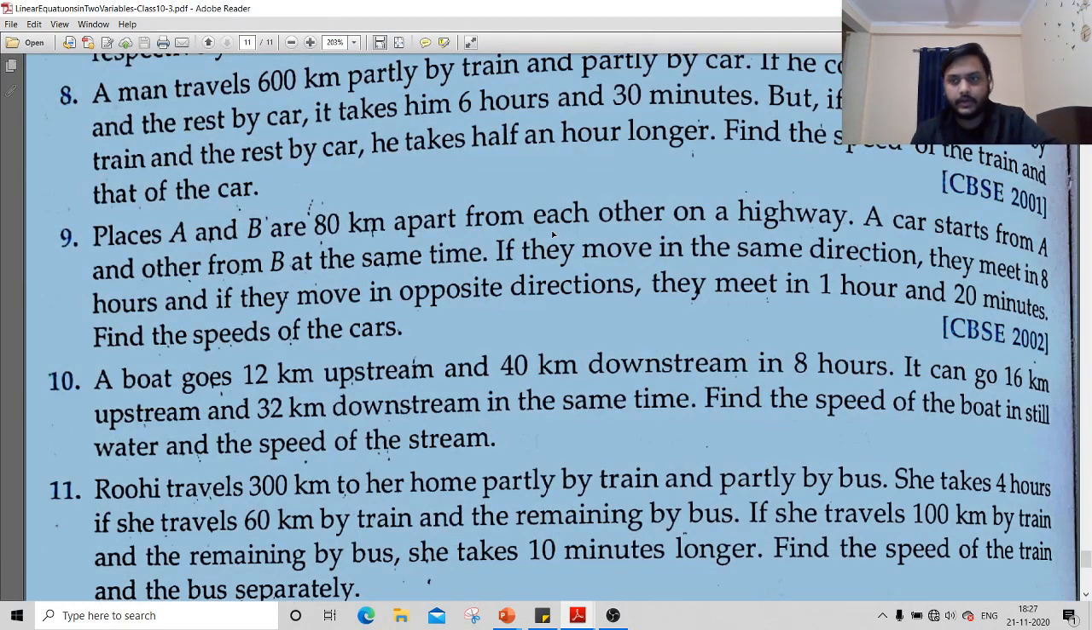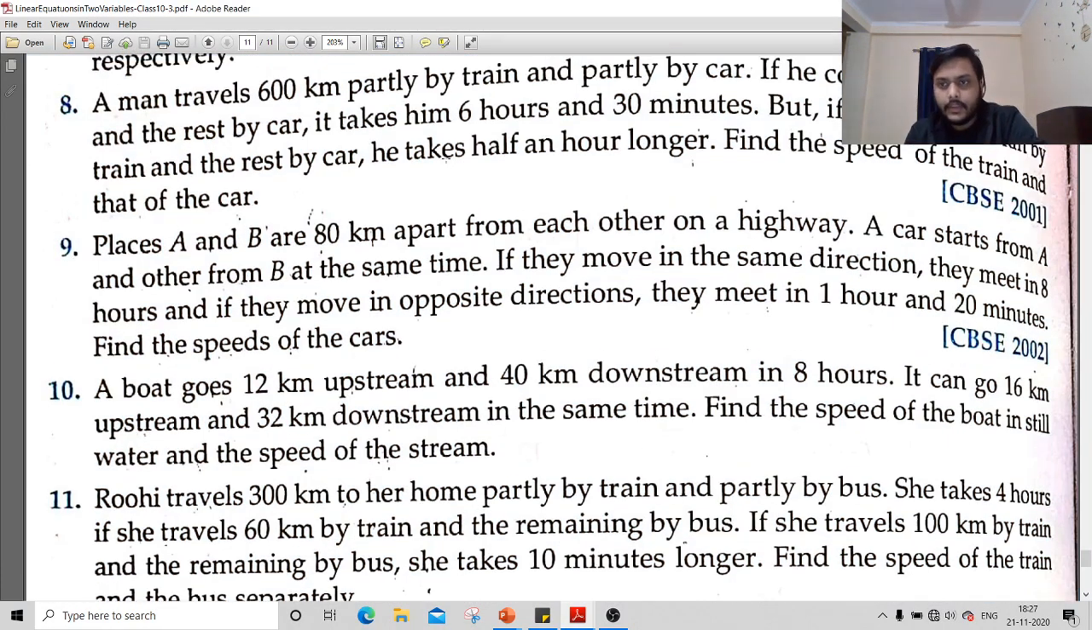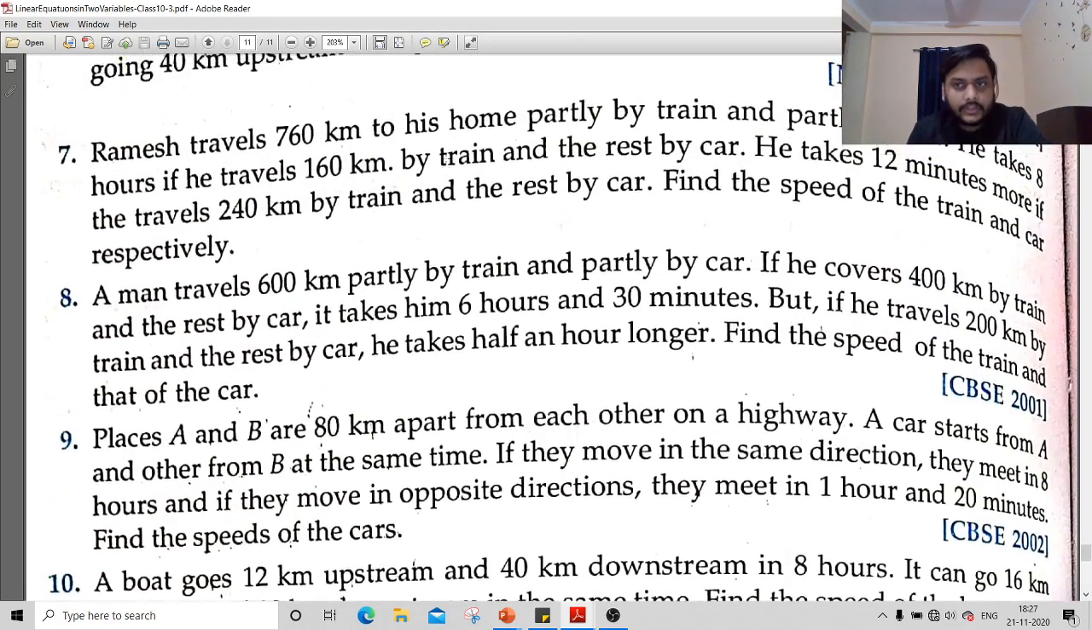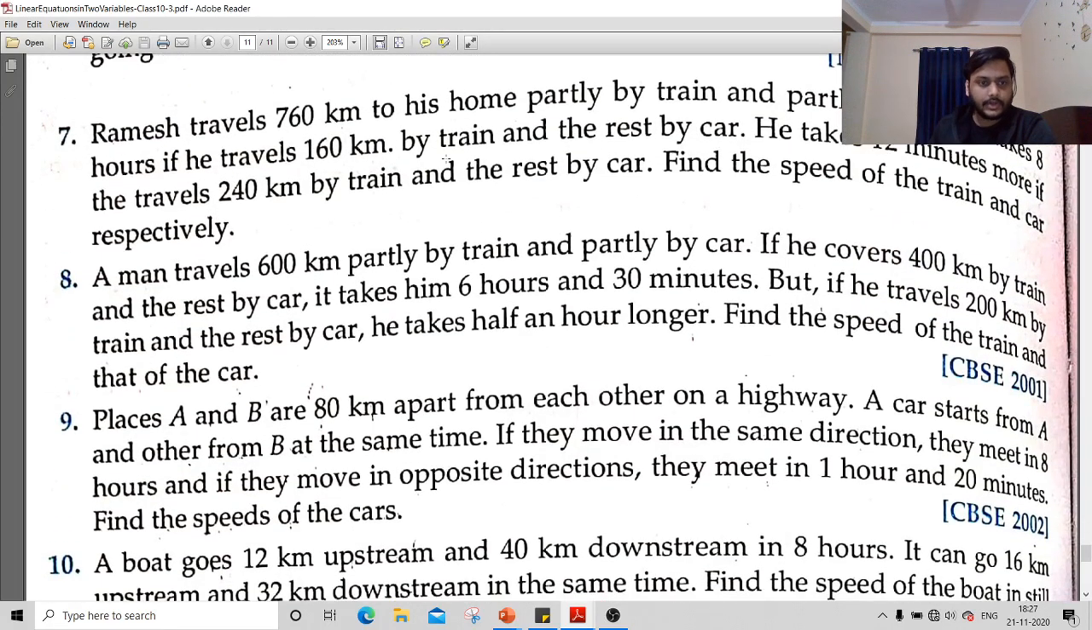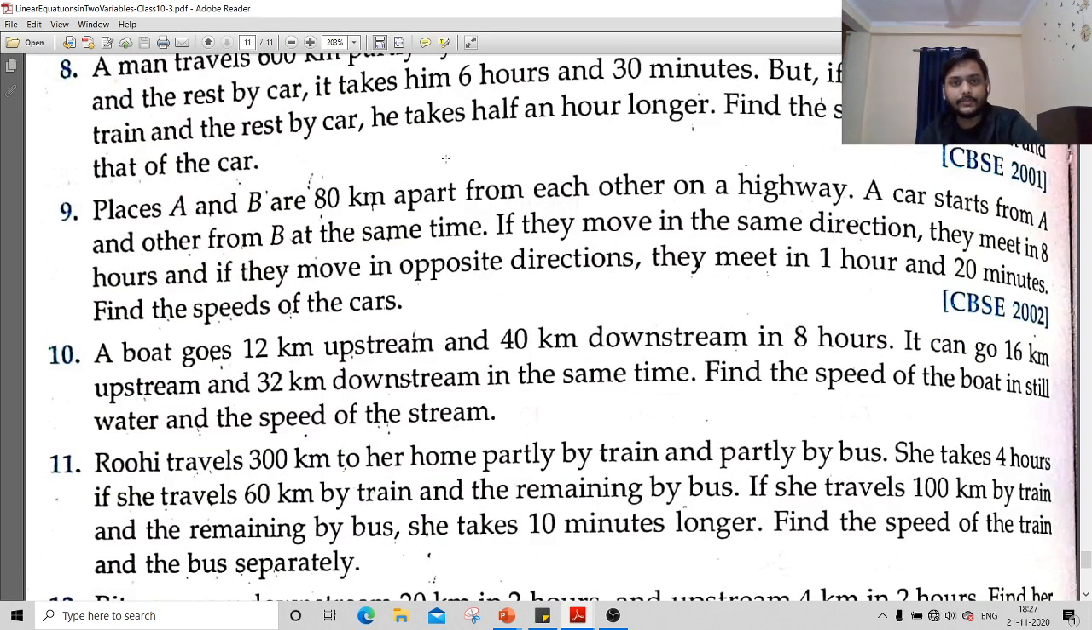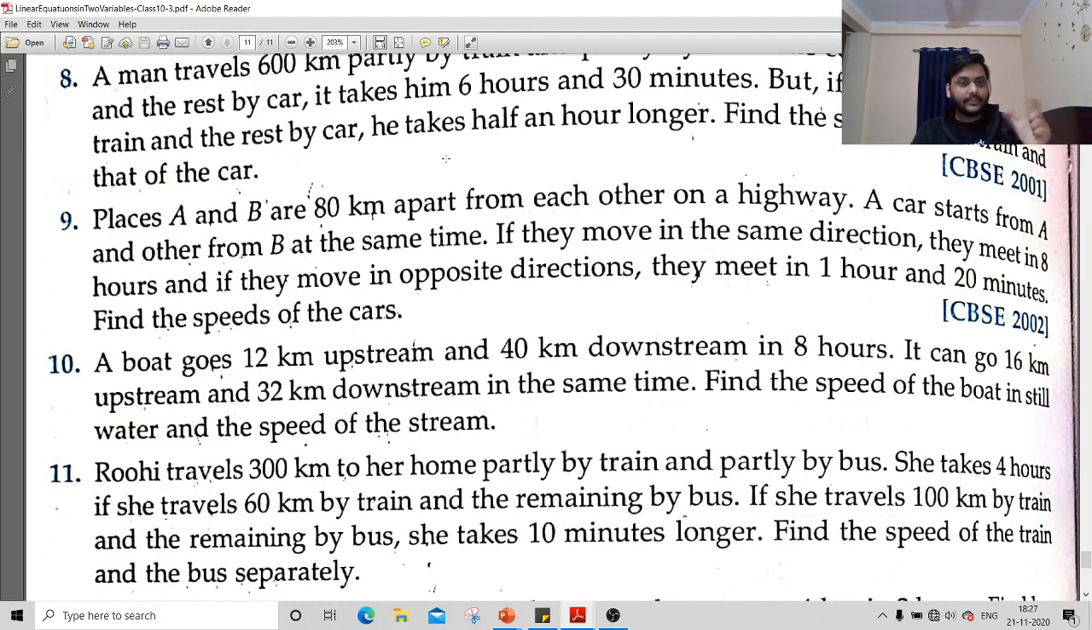Yeah, so have a look over here. If you see this, you can see that in 2001 the same question was asked. Okay, sorry, it's a different one. In 2002, if you see, the same question was asked with different numbers.